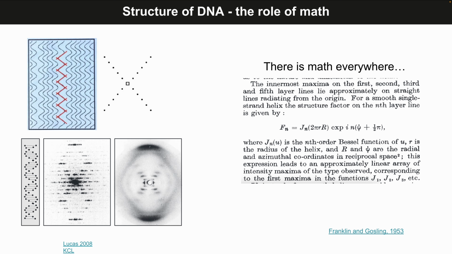Okay. Now comes the math part. So Rosalind Franklin comes into the picture. She's a crystallographer. She's actually, I think, a chemist turned crystallographer.